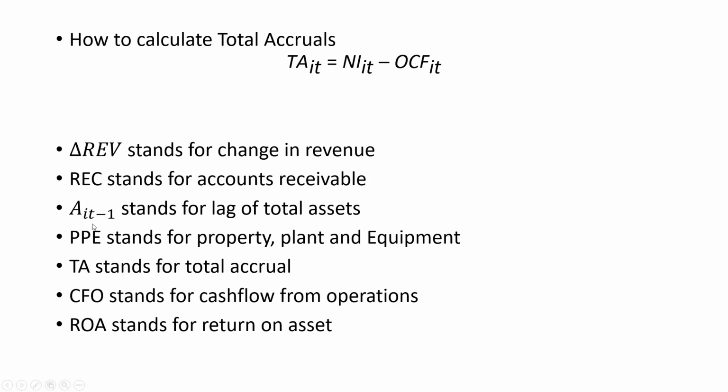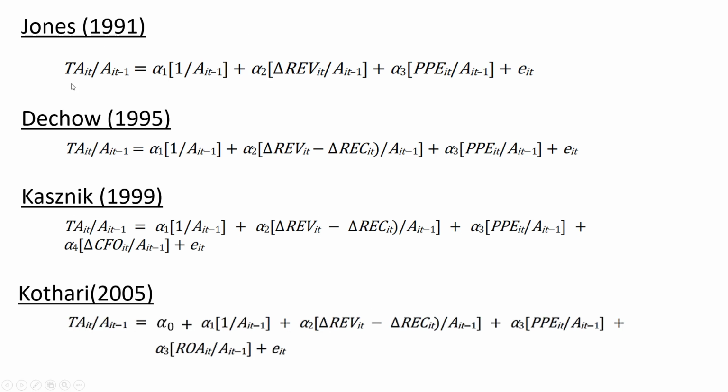If you check over here, this A(t-1) stands for the lag of total assets. So this becomes the dependent variable of, let's say, Jones model. On the independent side, we have the constant term, which is 1 divided by the lag of total assets. Again, all these variables are scaled by the lag of total assets to control for heteroscedasticity. Then the second variable is change in revenue, which is again scaled by the lag of total assets. And the third variable is property, plant, and equipment, right?